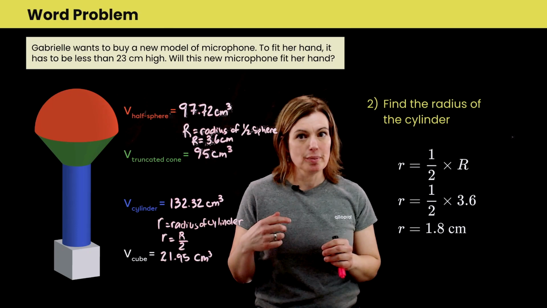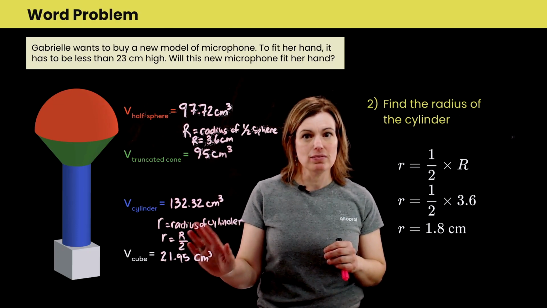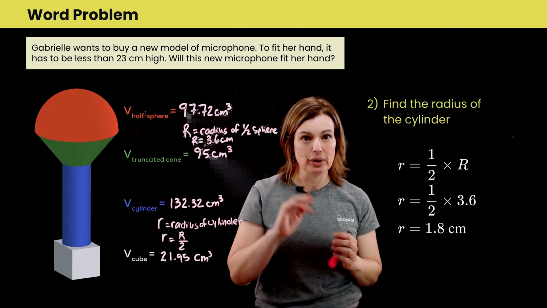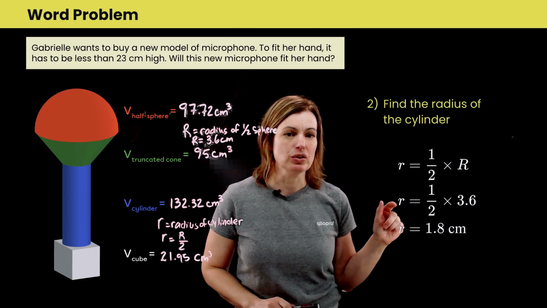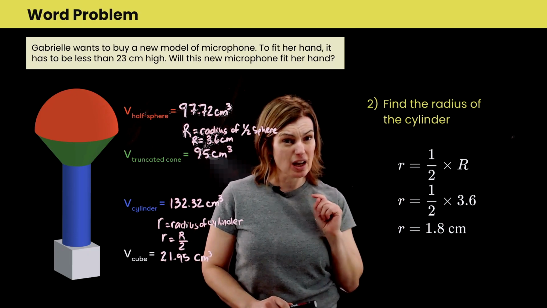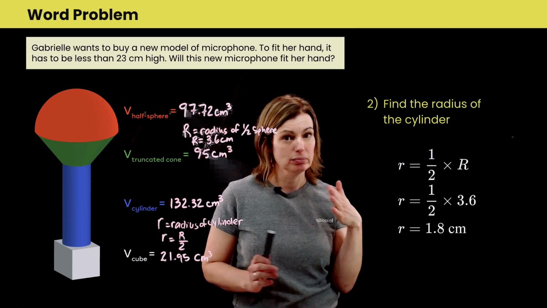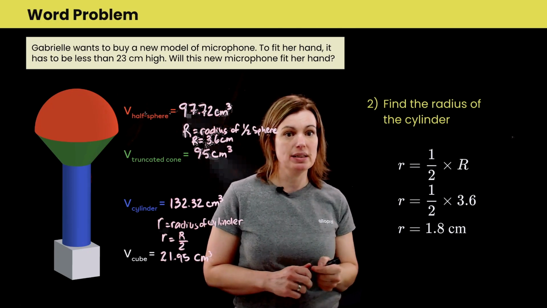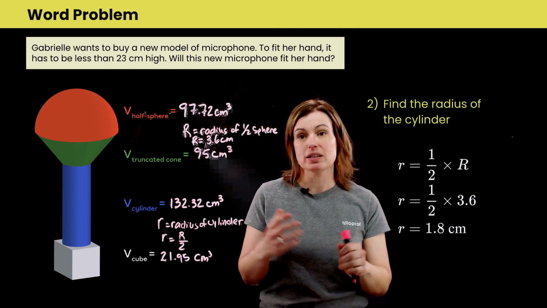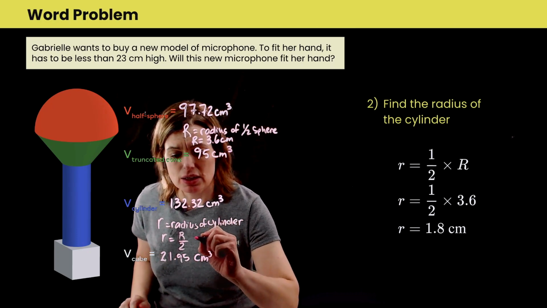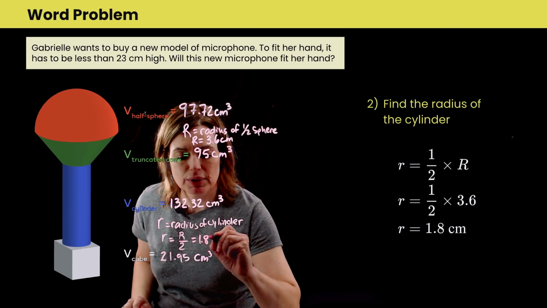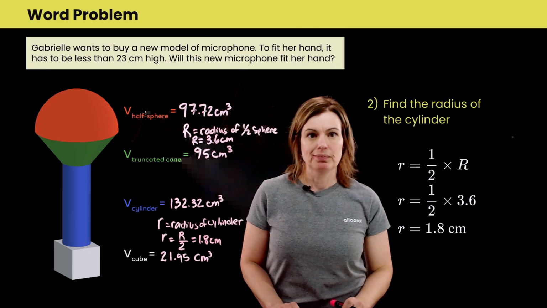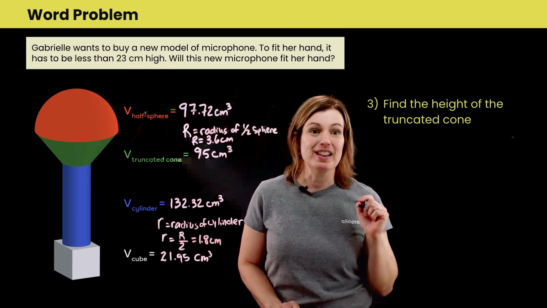To do that, though, we're going to remember that we already mentioned that the radius of the cylinder is half of the radius of the half sphere. So since we had that earlier in our problem, we're just going to do the calculation here. So I'm going to take the radius of the half sphere and divide that by 2, which is the same as multiplying it by 1/2 to give us 1.8 centimeters. So now we know that the radius of our cylinder here is 1.8 centimeters. So I'm just going to write that in right here because now this is information that we know. All right, now we're ready to find the height of the truncated cone.